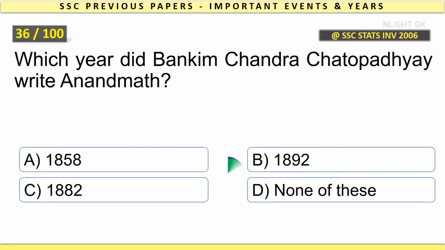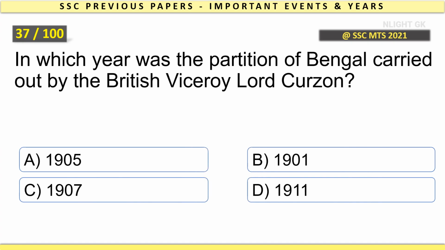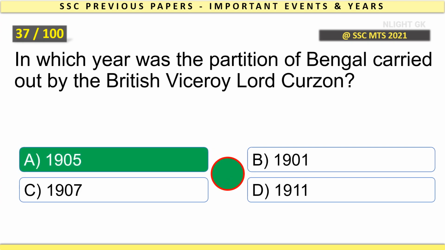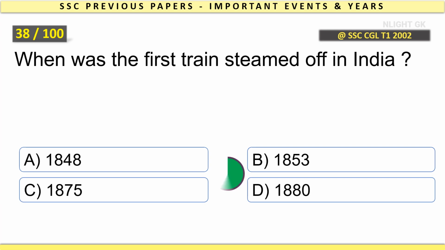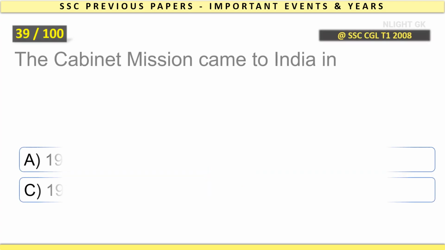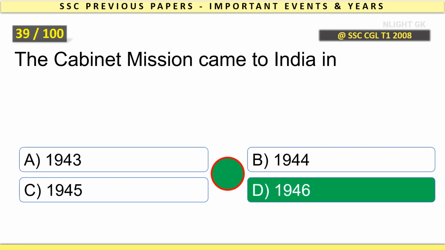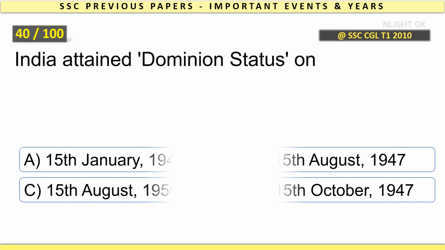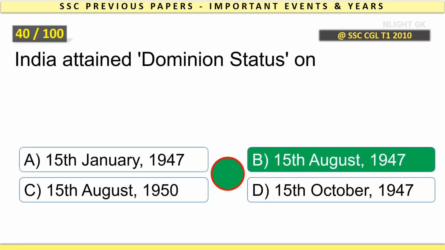Which year did Bankim Chandra Chattopadhyay write Anandamath? In 1882. In which year was the partition of Bengal carried out by the British Viceroy Lord Curzon? In 1905. When was the first train steamed off in India? In 1853. The Cabinet Mission came to India in 1946. India attained dominion status on 15th August 1947.